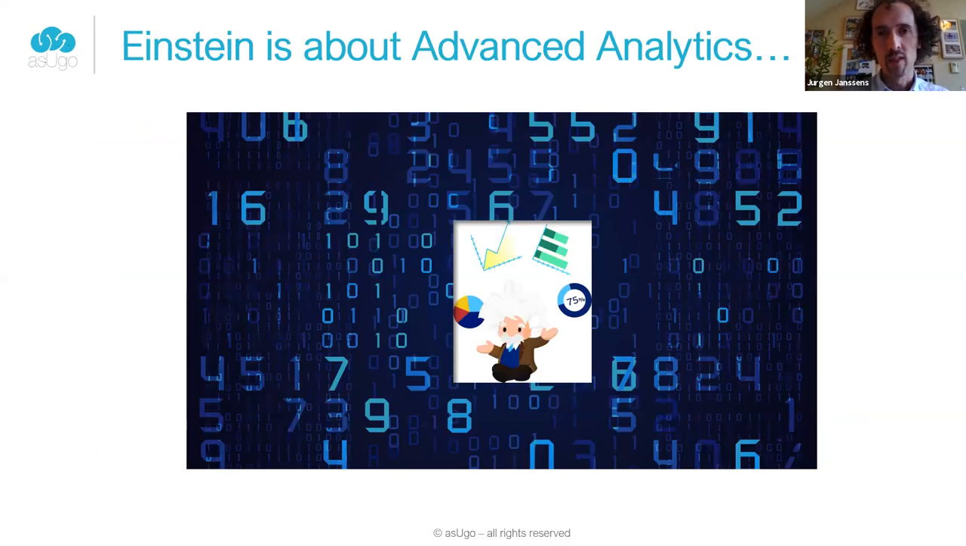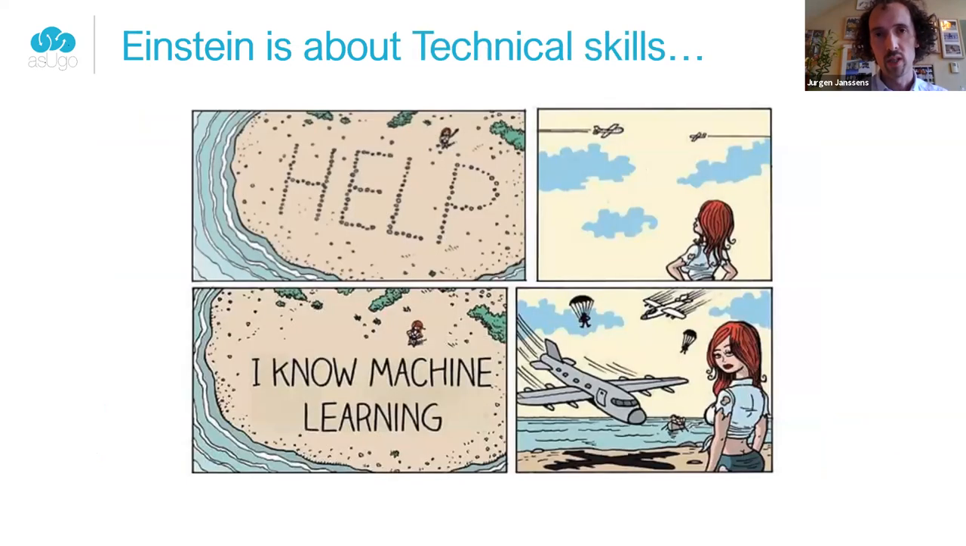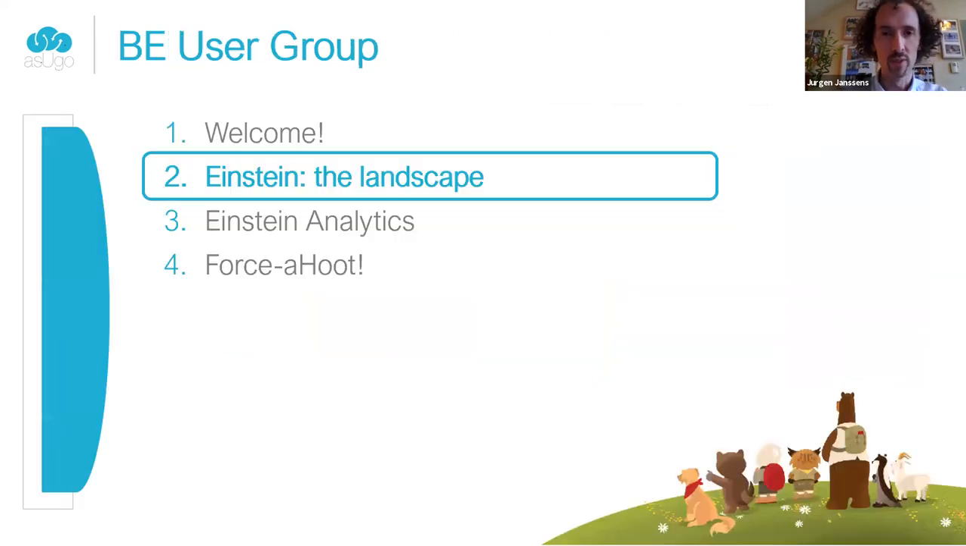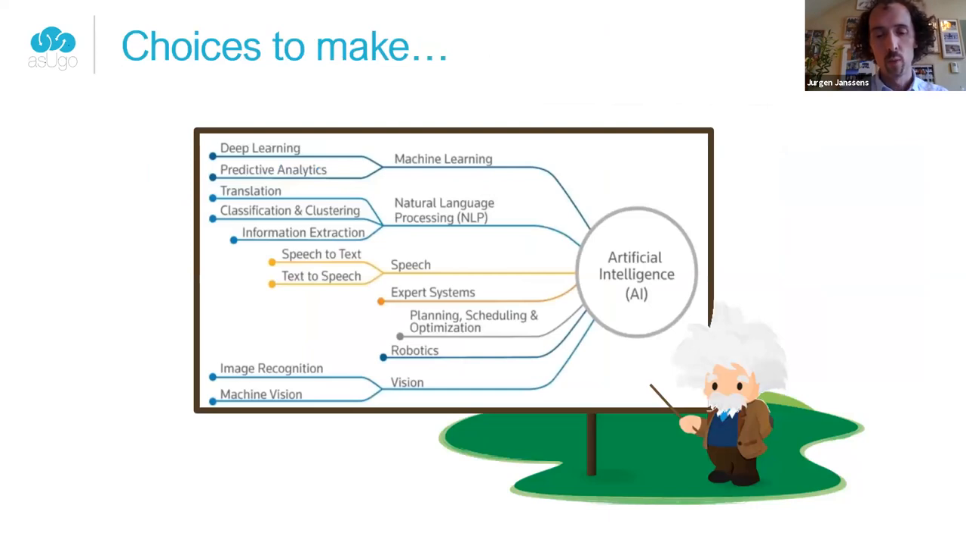Well, Einstein, we'll see what people answer in the poll, but I'm sure if we would talk with each of you, for some, Einstein is all about analytics, about crunching data. For other people, when you would ask them what is Einstein about, they would say it's something very complicated, something where you need really very advanced technical skills, whether it's machine learning or other skills. And I'm sure that if I ask the question to every one of you, each of you will say it's all about the little guy. It's all about cool stuff. But I think the reality is a bit a mix of the three, actually, and the introduction on the Einstein landscape.